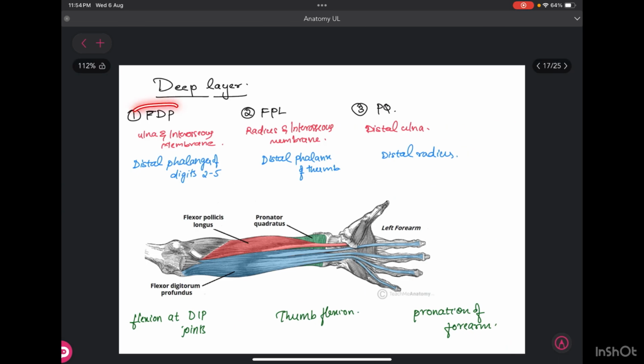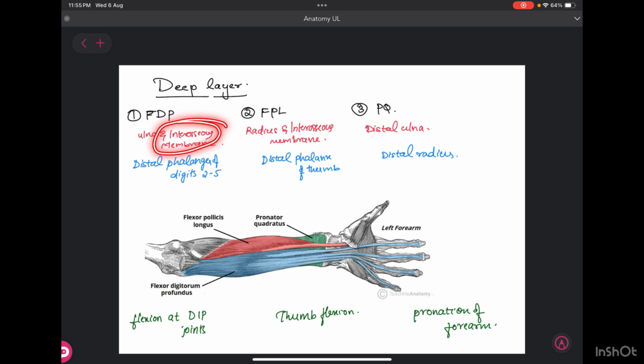Yes. Then comes the deep layer. We have the flexor digitorum profundus. The superficialis we discussed before, and here it is profundus. And flexor pollicis longus. The pollicis you always relate to the thumb. And we have pronator quadratus. It is a quadrilateral or rectangular shaped muscle, so that's why quadratus. And then we have the flexor digitorum profundus, which, of course, is going on into the digits.